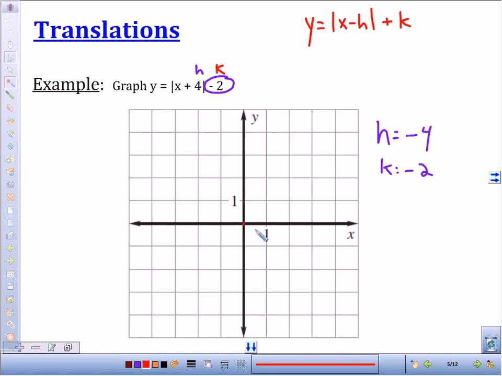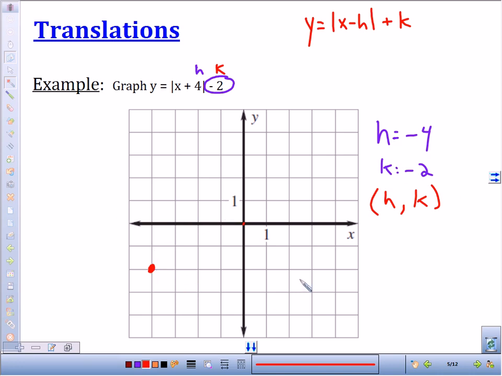We start with what our vertex would have been, which is the origin if it was the parent function. From the origin, we move backwards 4 for the h movement, and we move down 2 for the k movement. And we end up with a new vertex at the point negative 4, negative 2. And in fact, we can always find the vertex by referring to it as the point h, k.